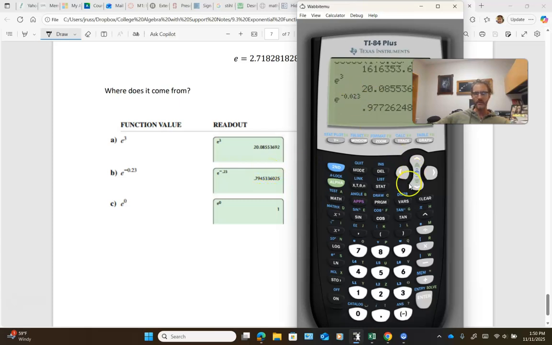oh, I'll put an extra 0 in there. I was wondering why this wasn't matching. Delete that 0. There we go. Okay. And then e to the 0 is just 1, because remember, anything to the power of 0 is 1.